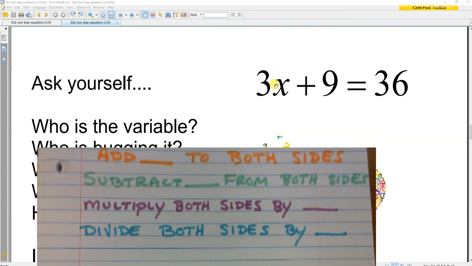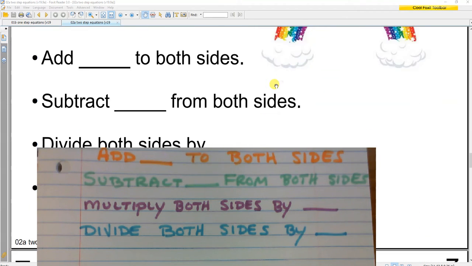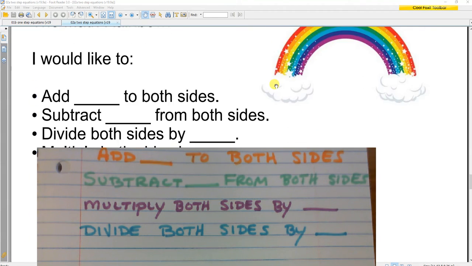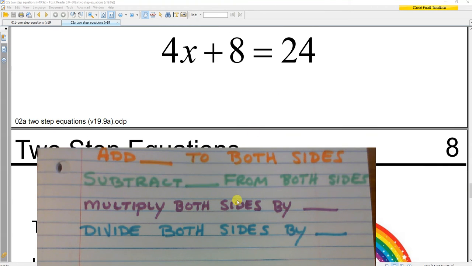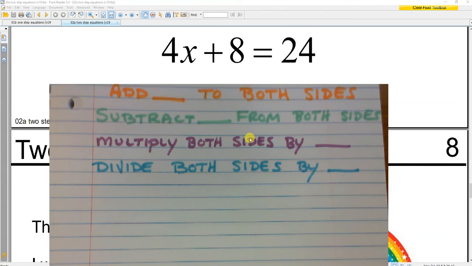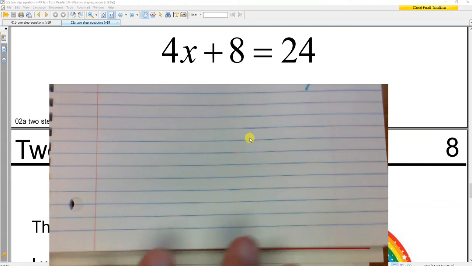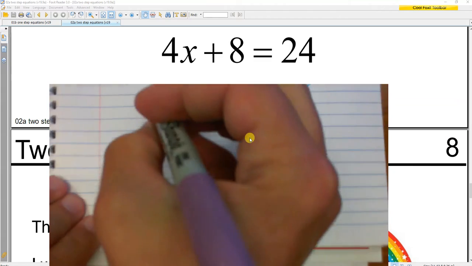So 3x plus 9 equals 36. Is that the one we're going to do? We're going to do 4x plus 8 equals 24. So we're going to solve 4x plus 8 equals 24.